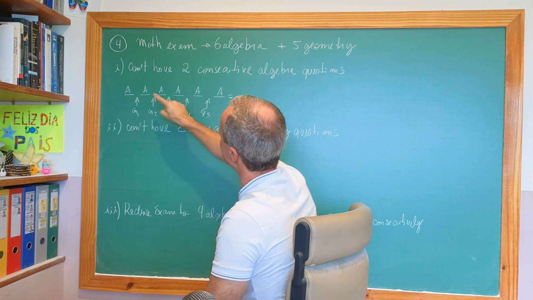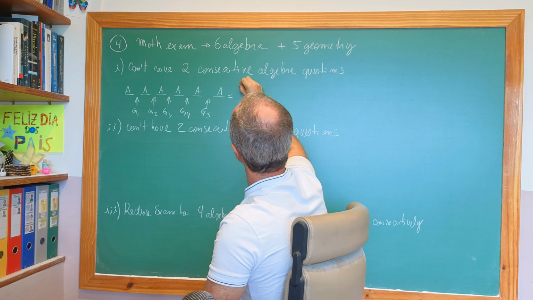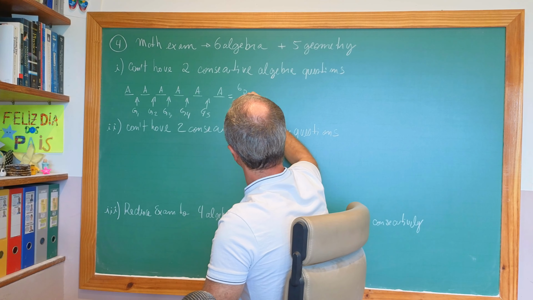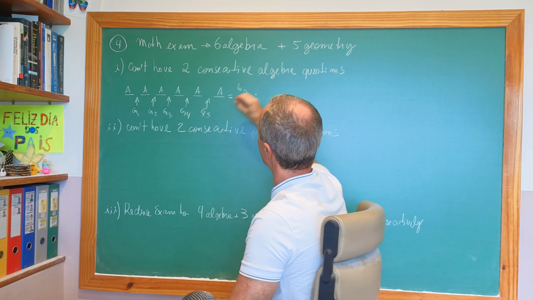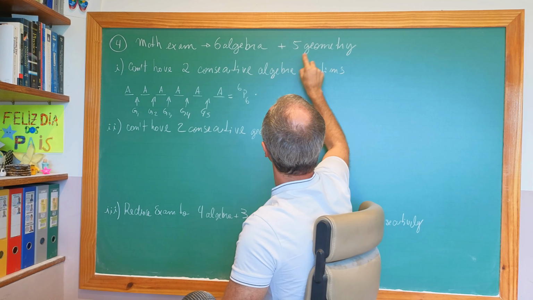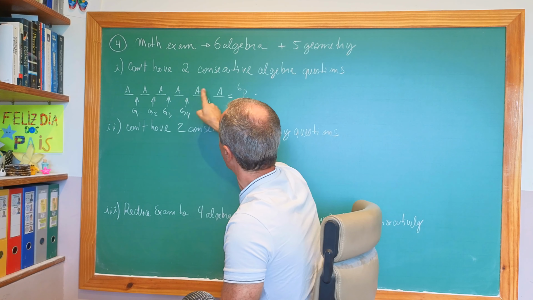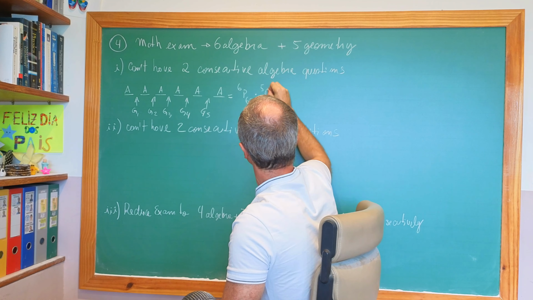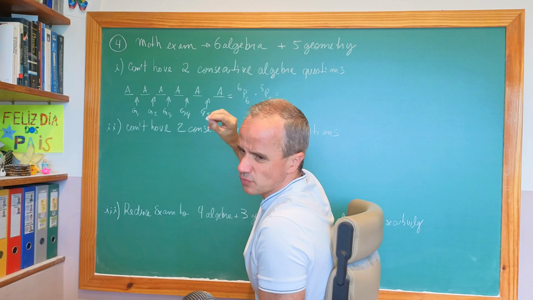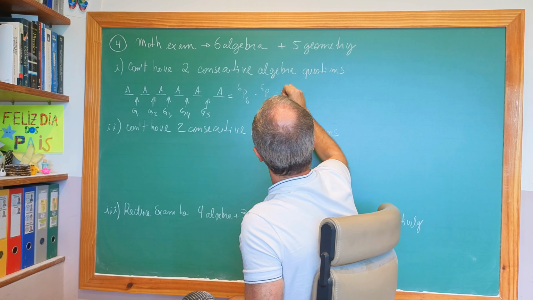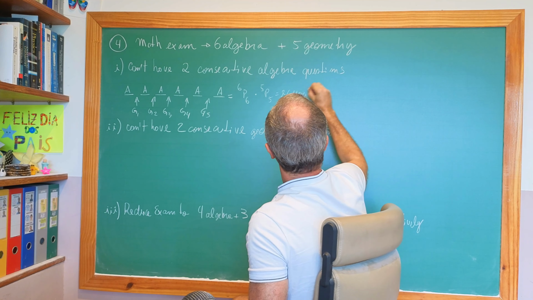And this would be what? Well, for the algebra, I have 6 books and 6 places, so 6P6. Now for the geometry, I have 5 books and exactly 5 places, 5P5. This is 86,400. Okay.